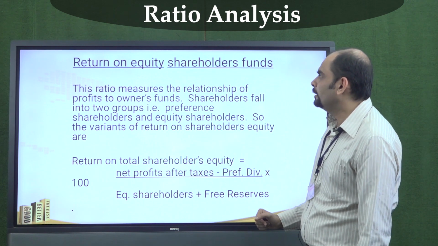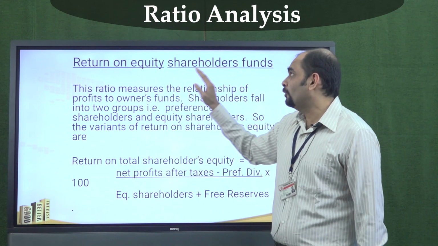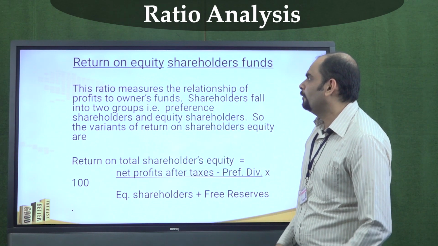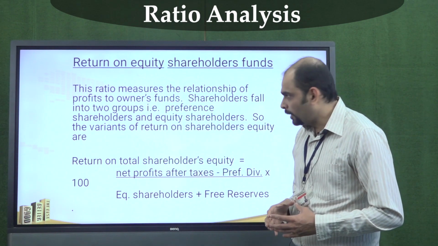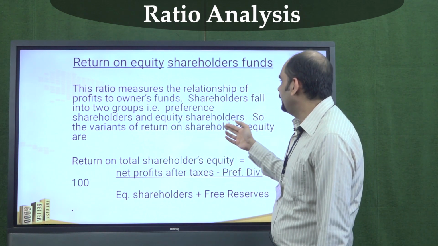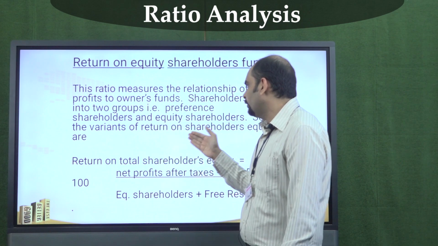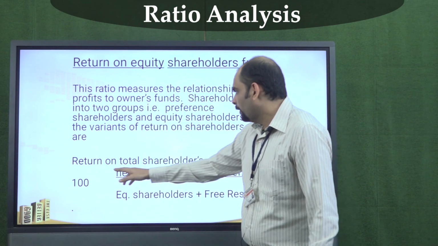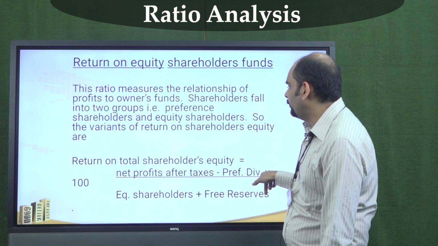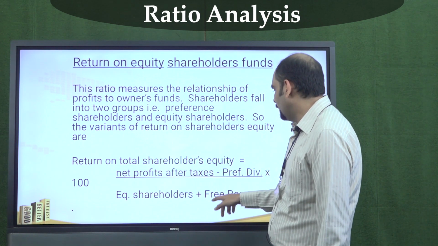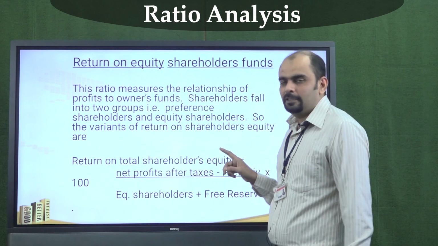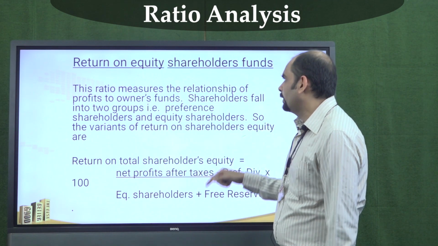Return on equity shareholders' funds, or you can even call it return on shareholders' equity. This ratio measures the relationship of profits to owners' funds. Shareholders fall into two groups, that is preference shareholders and equity shareholders. So the variants of return on shareholders' equity are return on total shareholders' equity, net profit after tax minus preference dividend upon equity shareholders plus free reserves minus fictitious loss into 100. So this will be return on equity shareholders' funds.